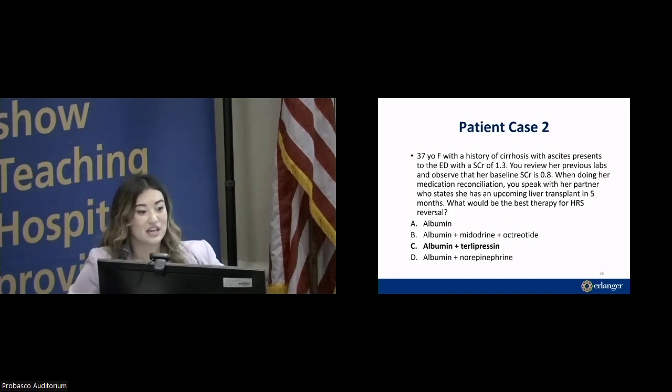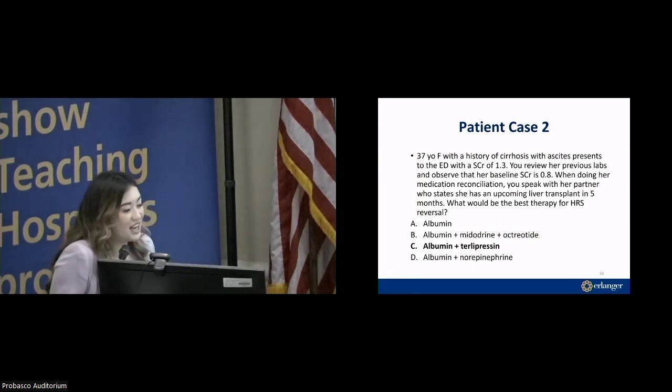We have a 37-year-old female, history of cirrhosis with ascites, presenting to the ED with a serum creatinine of 1.3. You review her previous labs and observe her baseline serum creatinine is 0.8. When doing her med rec, you speak with her partner who states she has an upcoming liver transplant in 5 months. What would be the best therapy for HRS reversal?